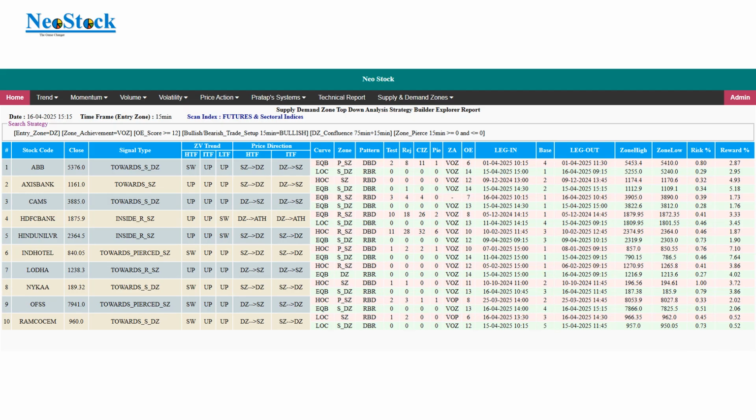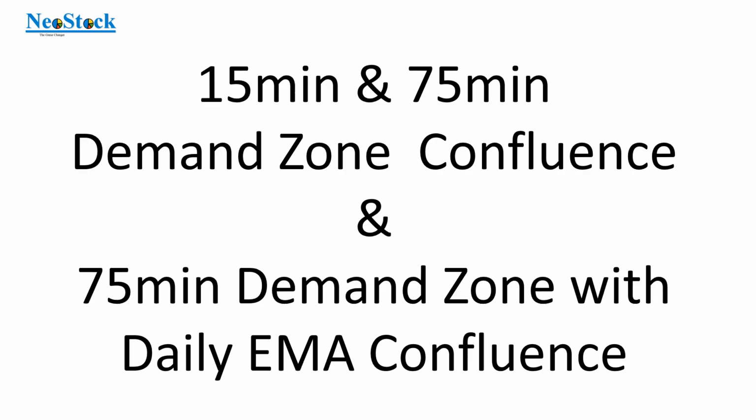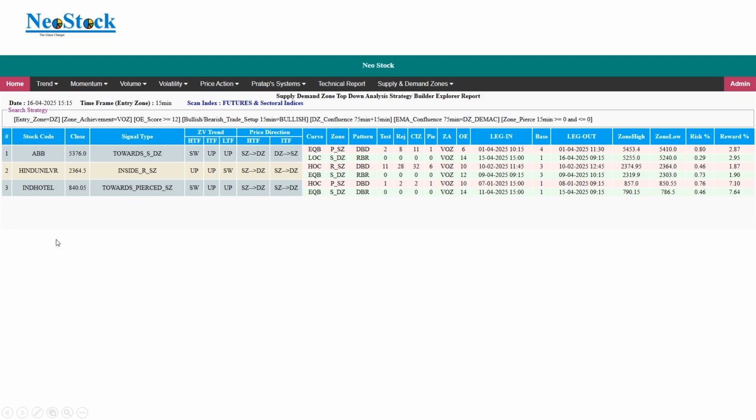Okay, out of these 10, let us verify, because 15 minutes demand zones overlapped with 75 minutes demand zones. Let's check if 75 minutes demand zone having daily EMA. Those stocks might be having more high probability to get success. 75 minute zone with daily EMA confluence, we got 3 stocks. So these 3 stocks might be having more high probability to get success.